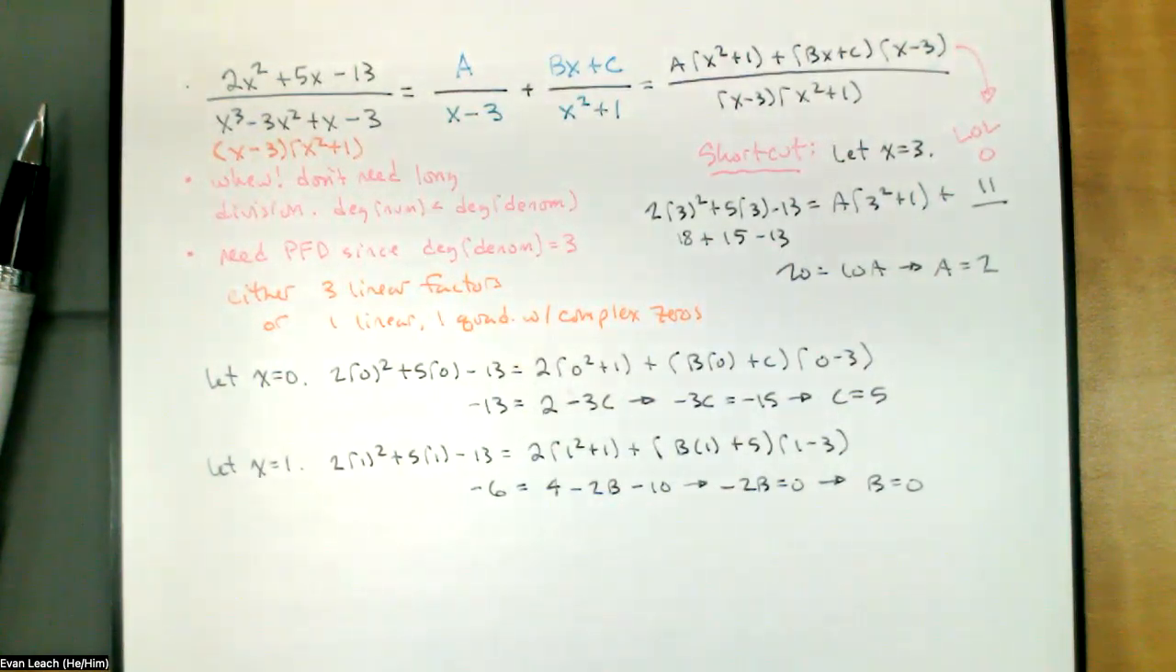So those are the things that we want. We see that 2x squared plus 5x minus 13 over x cubed minus 3x squared plus x minus 3 is equal to 2 over x minus 3 plus 0x plus 5 over x squared plus 1. We have the partial fraction decomposition. So the integration becomes trivial.